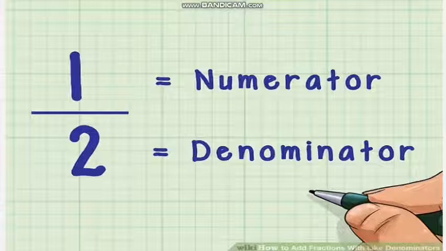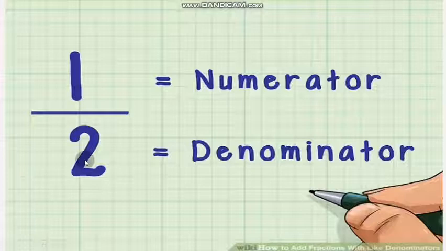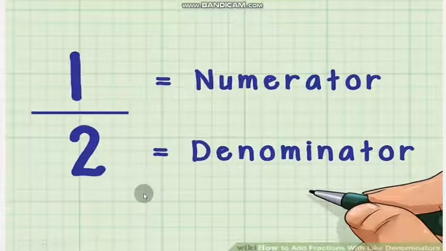While the denominator tells you how many parts a whole is broken into, the numerator tells you how many pieces of that whole there are. In the fraction 1/2, the numerator is 1 and the denominator is 2.